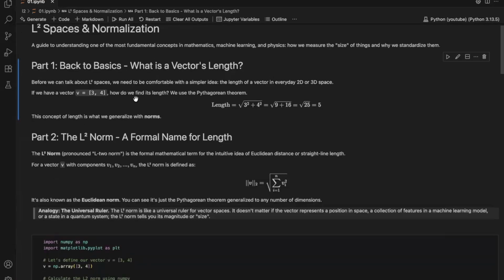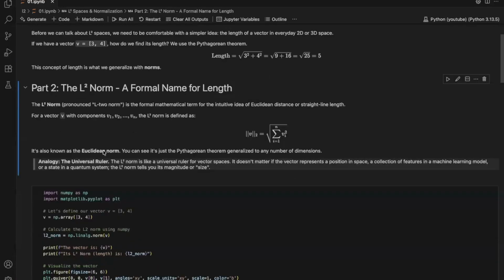The analysis commences with the foundational concept of vector magnitude in a familiar two-dimensional space. To formalize the notion of length, one typically invokes the Pythagoras theorem. For a vector v with components 3, 4, its length is computed as the square root of the sum of its squared components, yielding a magnitude of 5. This intuitive calculation of Euclidean distance serves as the basis for the more abstract concept of a norm.